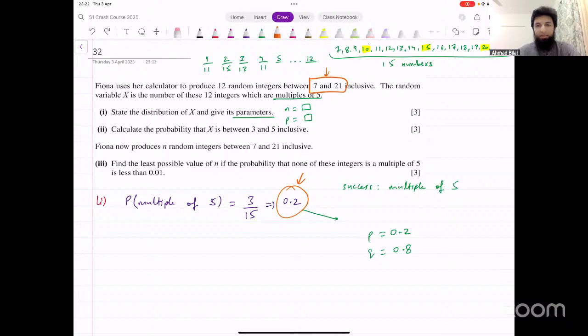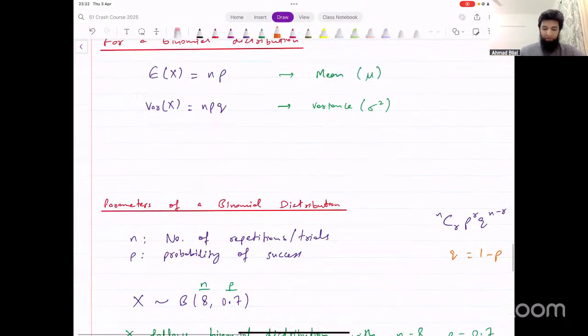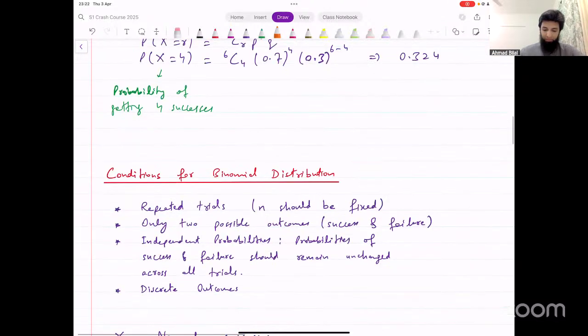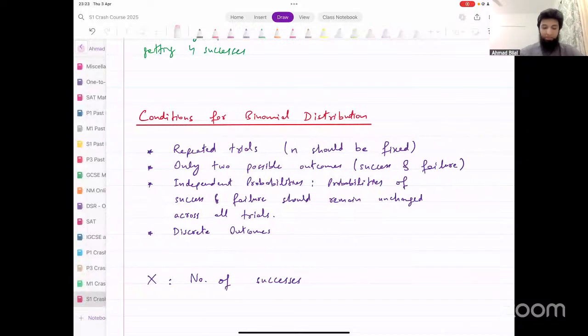So it is with replacement. The same number can come again as well. That means the probability is not changing. So it satisfies all of these conditions that we discussed. There is repetition, with the total number being fixed. There are two outcomes, and the probabilities are not changing. They're independent. So this is binomial distribution.